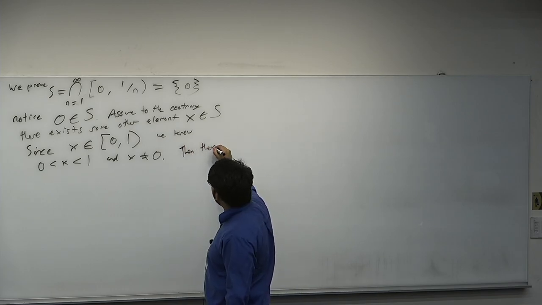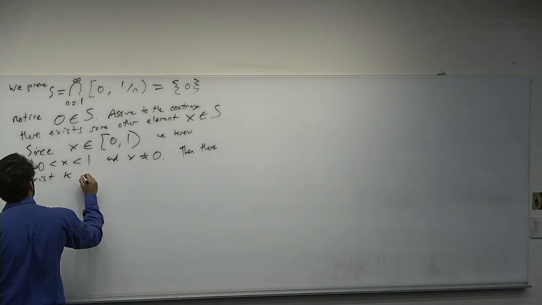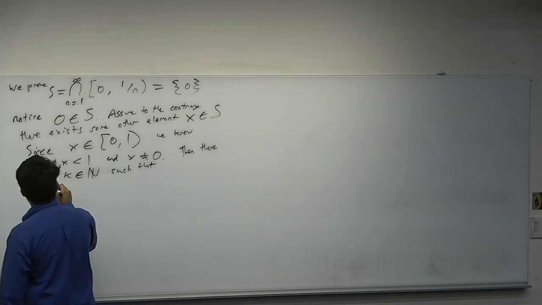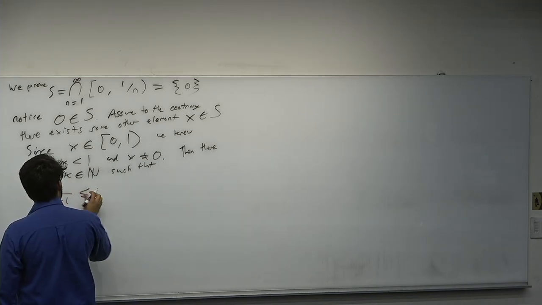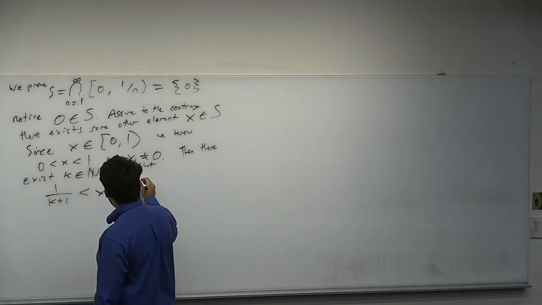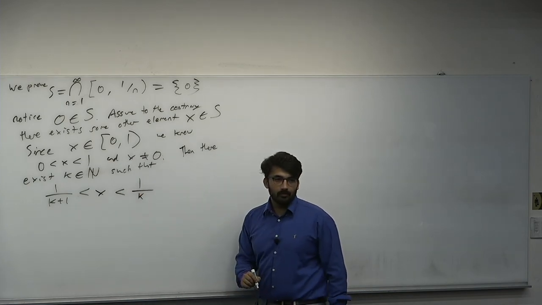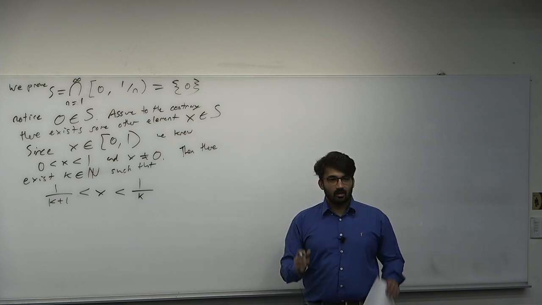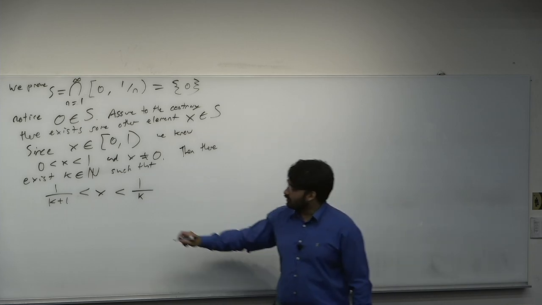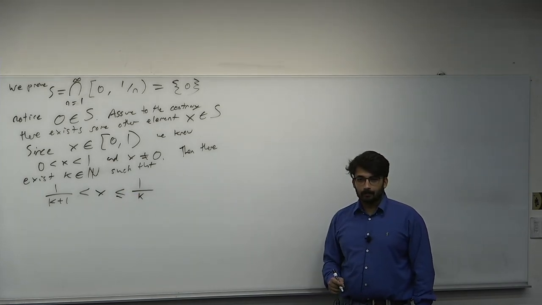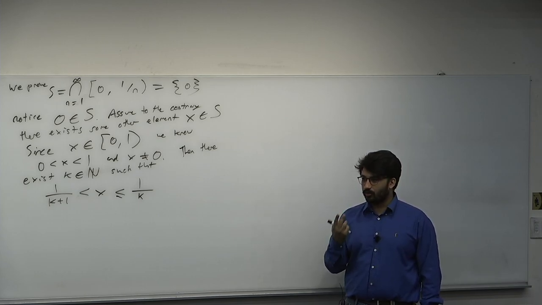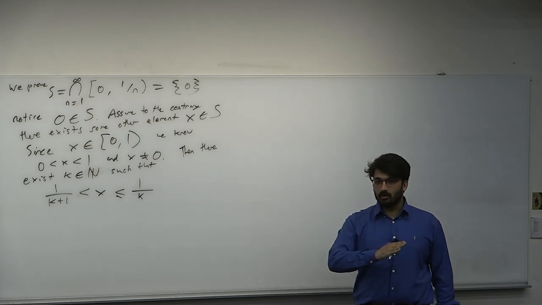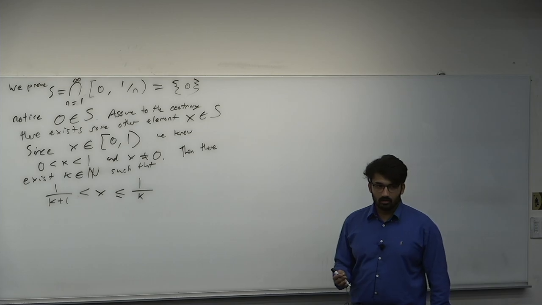Then there exists K, a natural number, in fact, such that 1 over K plus 1 is strictly less than X, which is strictly less than 1 over K, right? Would you agree that for every number between 0 and 1, you can find that it sits between two fractions? Every number sits between either 1/2 and 1/3, or 1/3 and 1/4, or 1/4 and 1/5, and so on, right? If you consider the sequence 1/2, 1/3, 1/4, 1/5, one of those must be less than it, and one of them must be greater than it. There exists a K for this to be true. Would you agree?